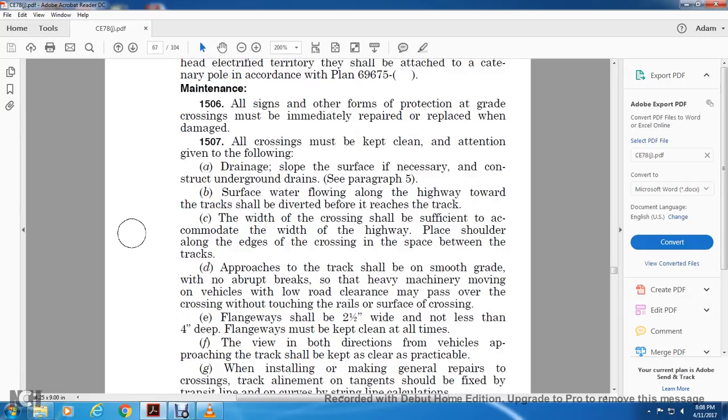All crossings must be kept clean, and attention must be given to the following: drainage, sloping the surfaces, and, if necessary, constructing underground drains. Surface water flowing along the highway toward the track should be diverted before it reaches the track. The width of the crossing should be sufficient to accommodate the width of the highway, with a shoulder along the edge of the crossing and the space between the tracks.